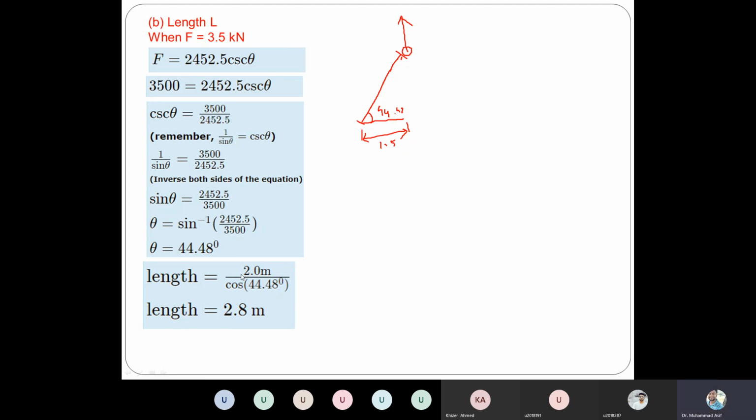Here I think we have to use 2. That was just a typing mistake. Here, instead of 1.2, let's say we take the 2 as well. You just have to divide by cos 44.48. So you will get the length of 2.8 meters. So is that clear?